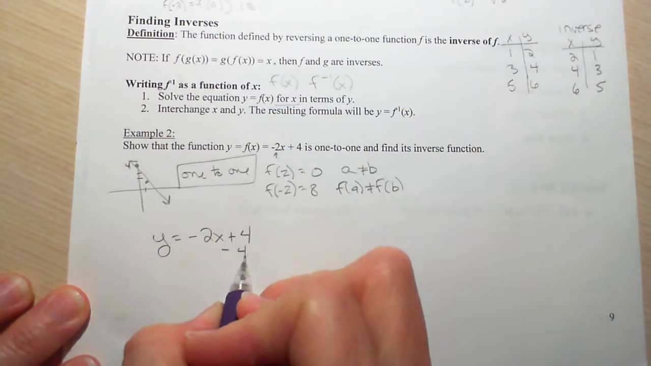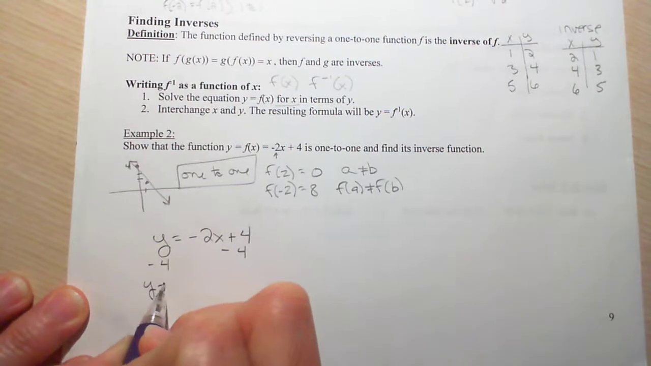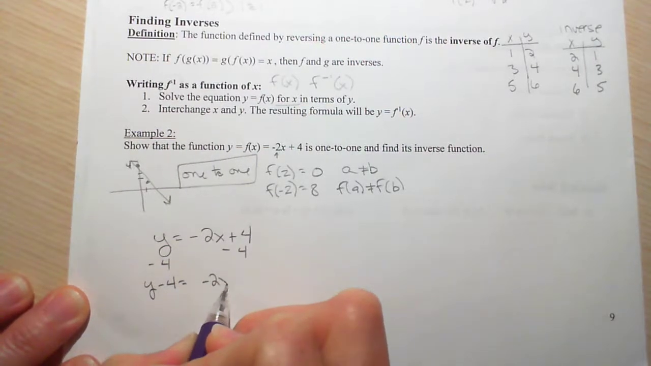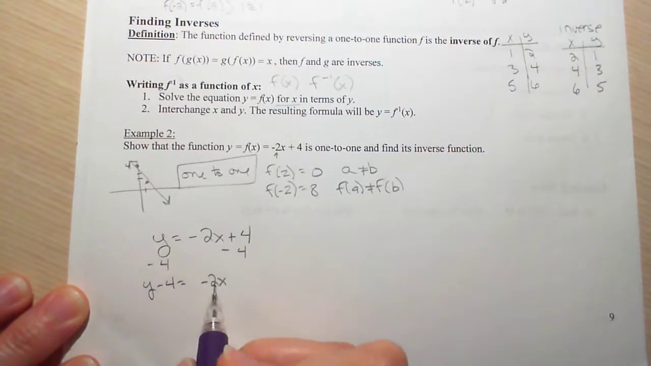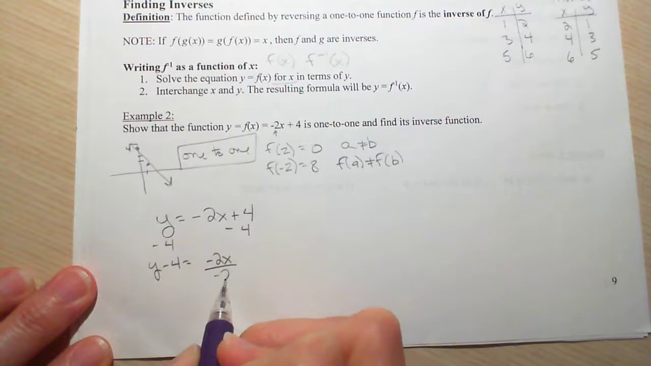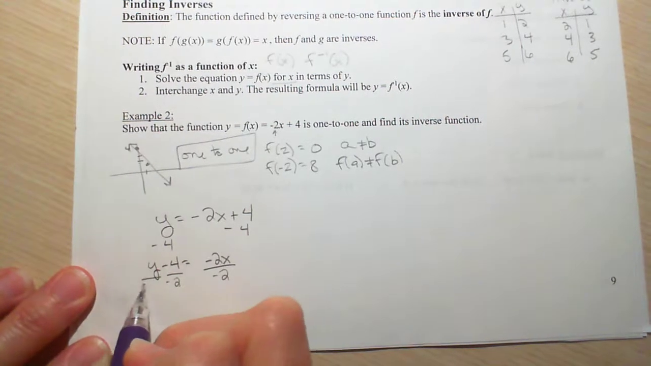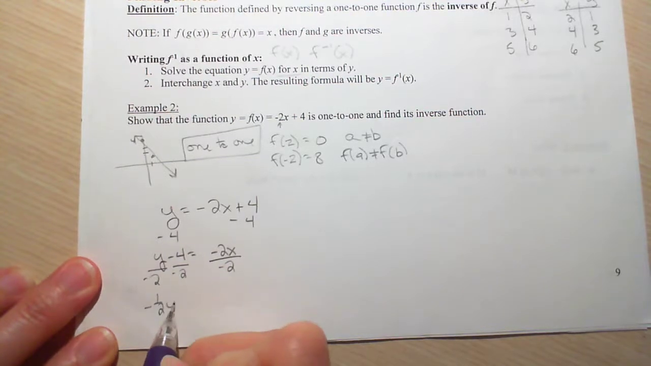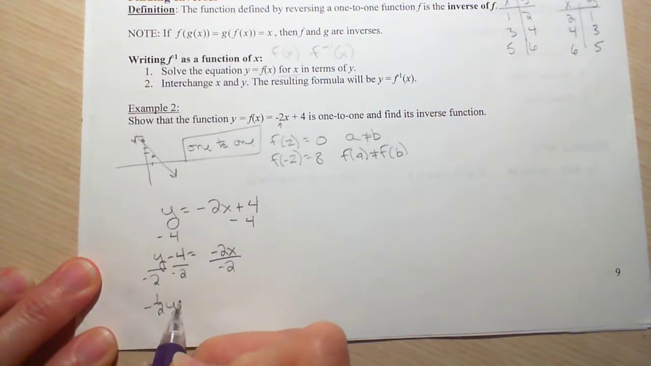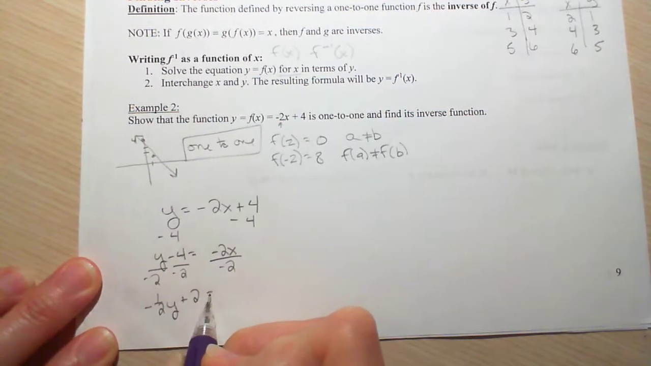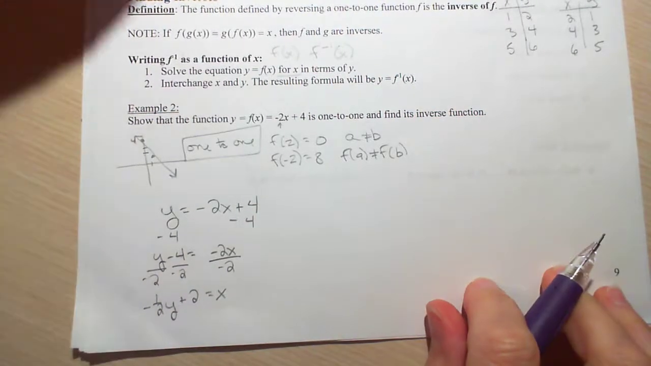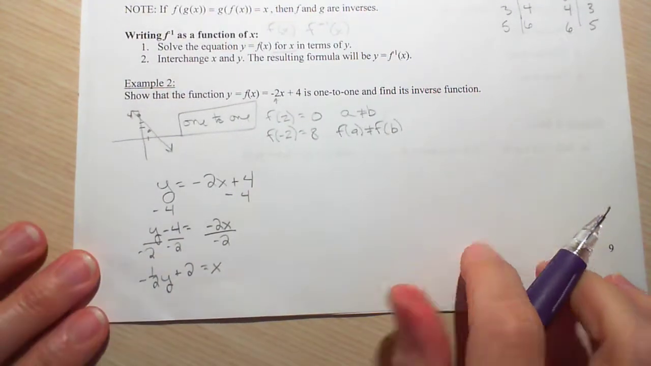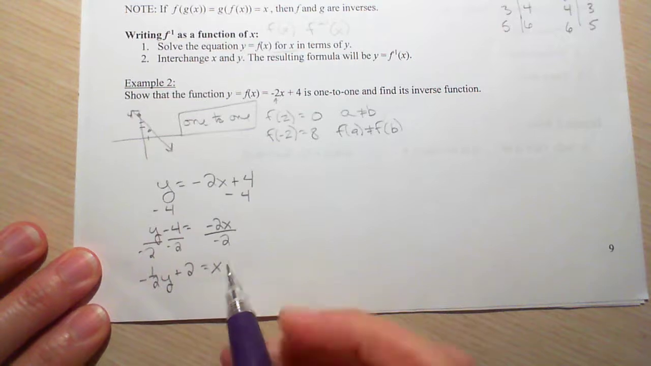So I would subtract 4 from both sides. Y minus 4 equals -2x. And then if I want x alone, I want to divide everything by -2. So I'm going to write this as -1/2 y plus 2 equals x. Okay, now this is where you want to think of the switch x and y part.